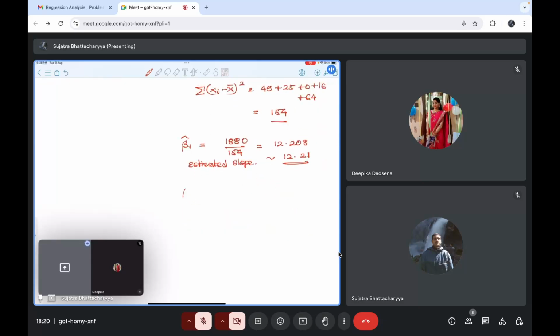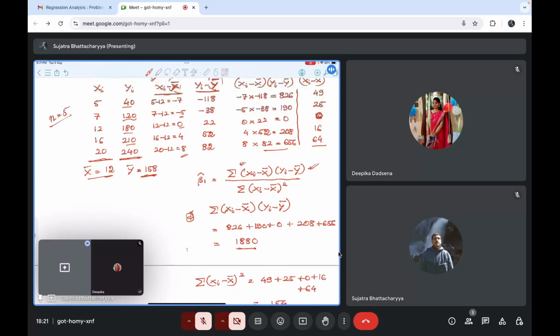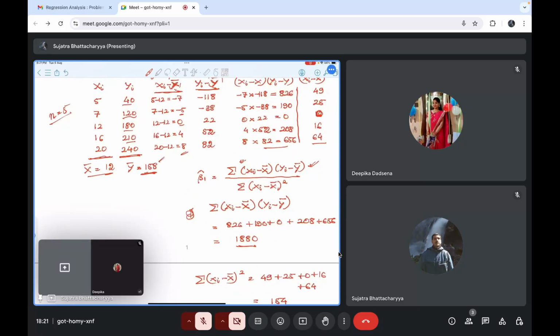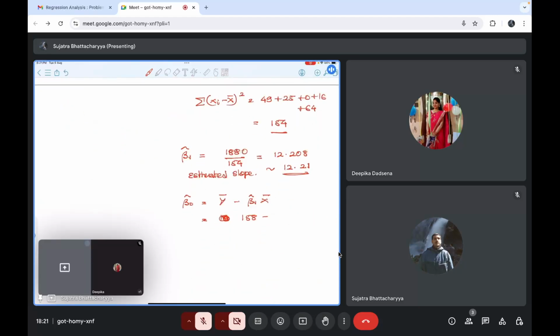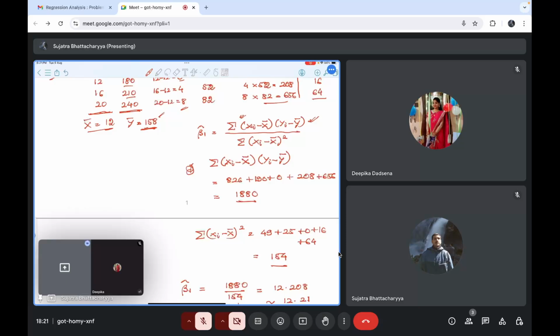What about beta naught, the estimated intercept? It is given as y bar minus beta 1 hat x bar. Okay, so what is y bar? We have already calculated, I think 158. 158 we have already calculated here, right? So this is 158 minus beta 1, which I already calculated as 12.21, into x bar. Now what is x bar? 12.